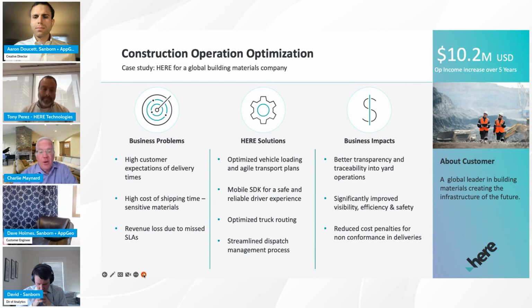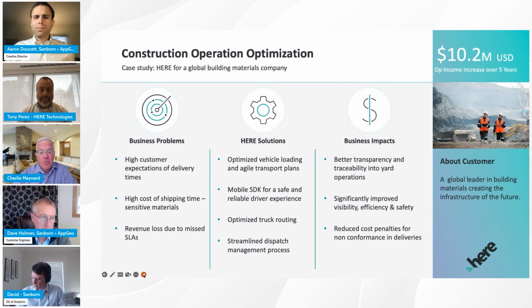Some of the other challenges our building materials customer faced included lost revenue due to missed SLAs, improving visibility and traceability of the deliveries so they could keep their customers updated on the status, and planning optimal routes based on truck attributes such as maximum height and weight clearances in their road networks.